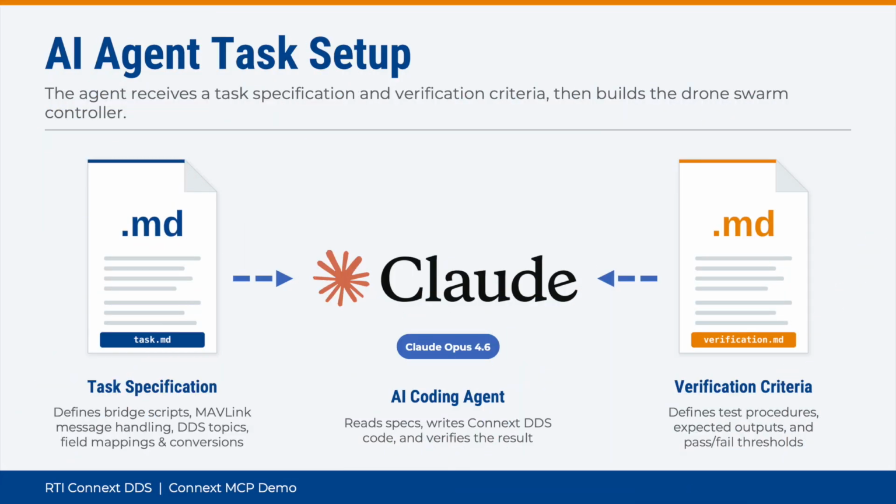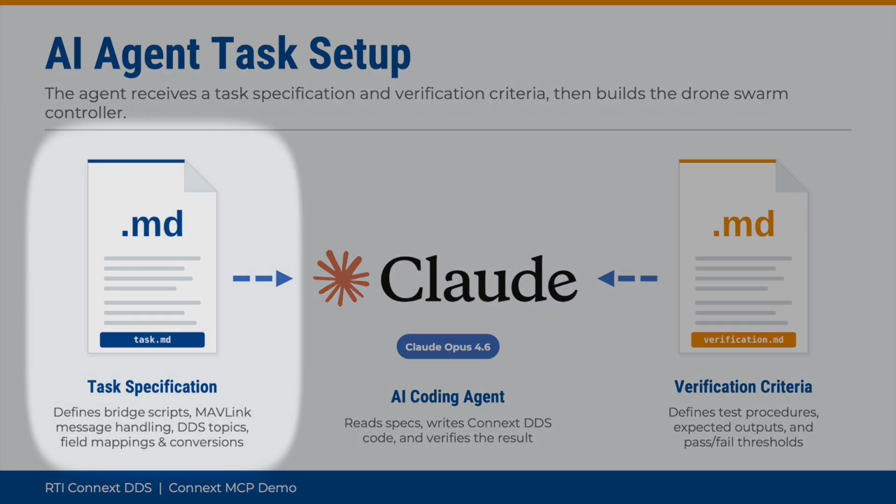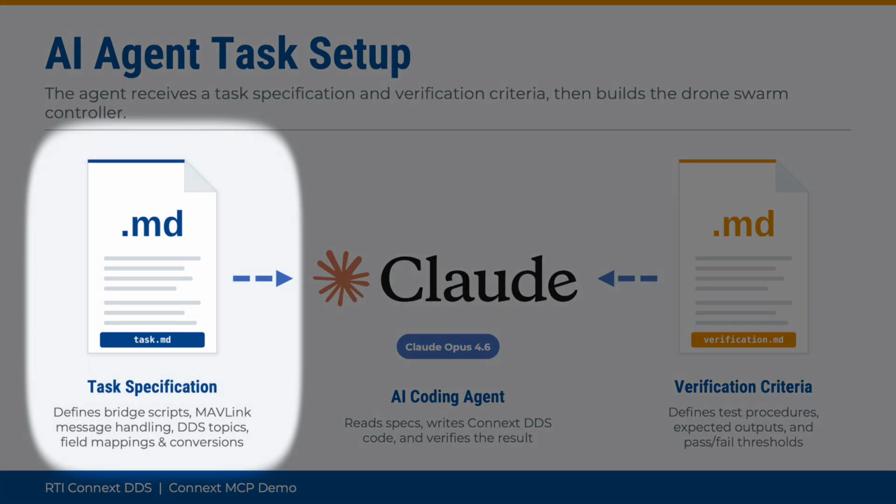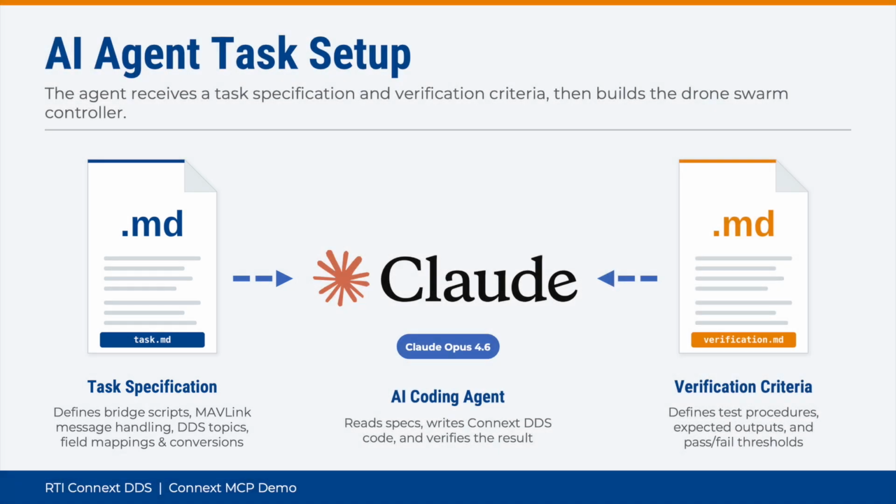So, we gave the agent two files. The first is task.md, a specification document describing exactly what the two bridge scripts need to do: the MAVLink message types to handle, the DDS topics and field mappings, unit conversions, and pseudocode for the overall structure. It's detailed, but it doesn't hand the agent working code. The agent still has to figure out the Connext Python API to implement it.